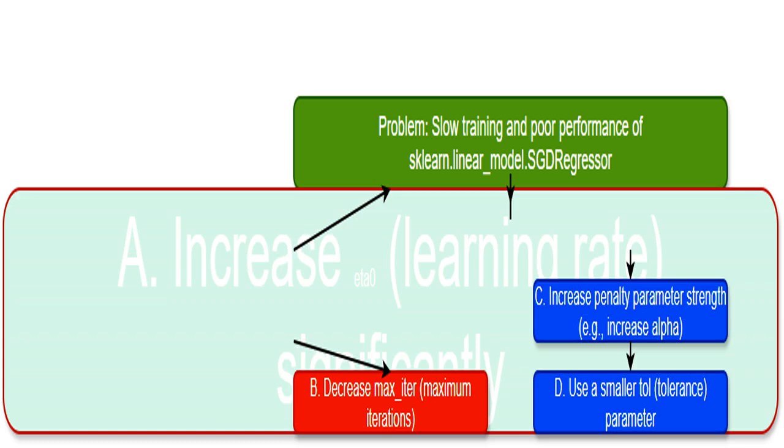Option A suggests increasing ETA0, the learning rate. A higher learning rate means the algorithm takes bigger steps toward finding the best solution. Too big a step though, and it might miss the best solution completely, making it unstable. So, I'll need to think about a balance.